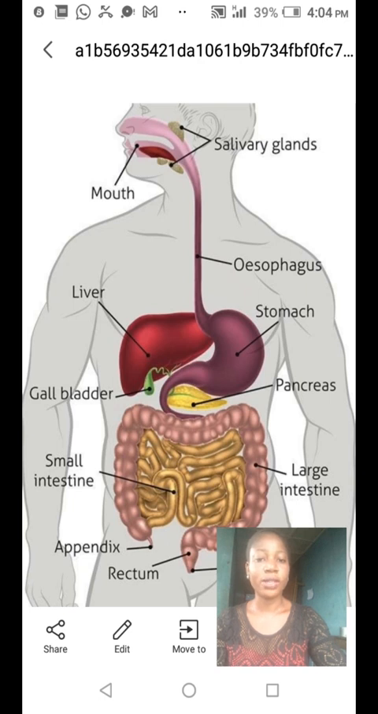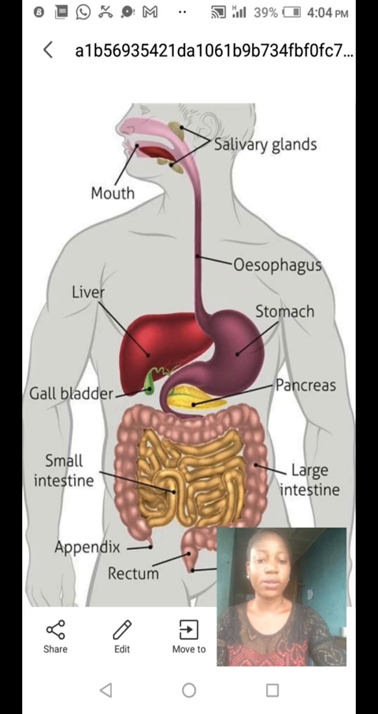Organ number 4, the salivary gland. Functions are it serves as a solvent for food. It allows easy chewing of food. Organ number 5, the esophagus, otherwise called the gullet. It has two major functions. Number one is it connects the mouth to the stomach, as you can see in the diagram. It also serves as a passage of food from the mouth to the stomach.